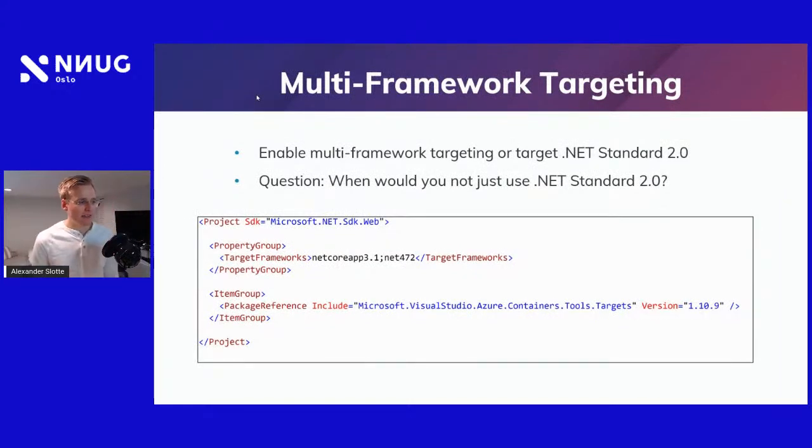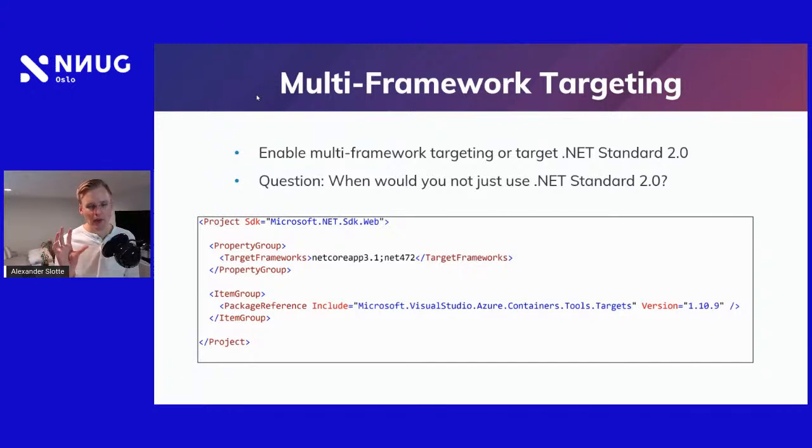So in tandem, as you're working on updating your package dependencies, one thing you need to consider is enabling multi-framework targeting, or targeting .NET Standard 2.0. Right now, all of our old projects are targeting .NET 4.7.2 because that's what they run on. But at some point, we want to get to .NET Core 3.1, or in the current state, I think .NET 5. So there are two paths to go down here. One way is saying, I'm going to target .NET 4.7.2 and .NET Standard 2.0, or I'll target .NET Core and 4.7.2.